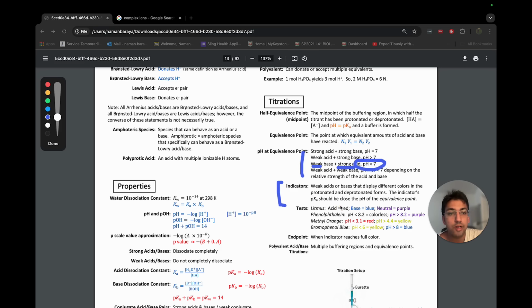Indicators help you figure out where the equivalence point is. Indicators are basically things that change color close to a place where you expect the pH to change. And so if the color suddenly changes at like pH 7, then I know, oh, we're at pH 7, and it just helps us kind of look at the titration itself.